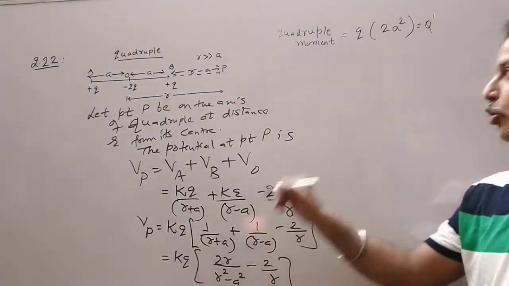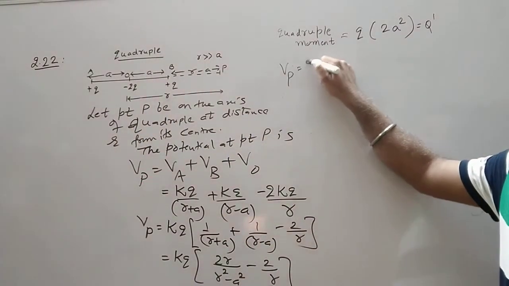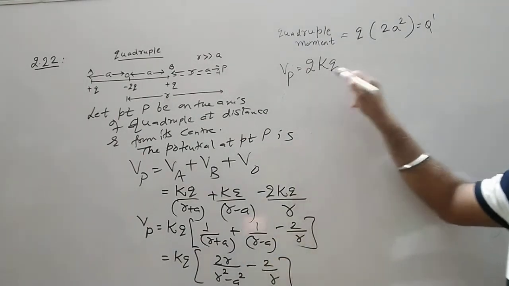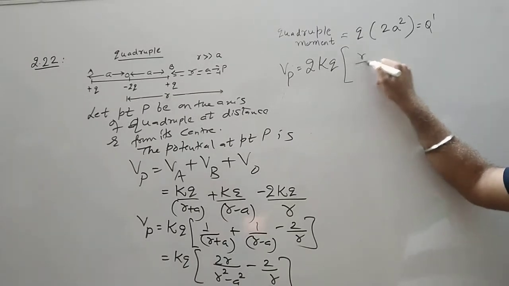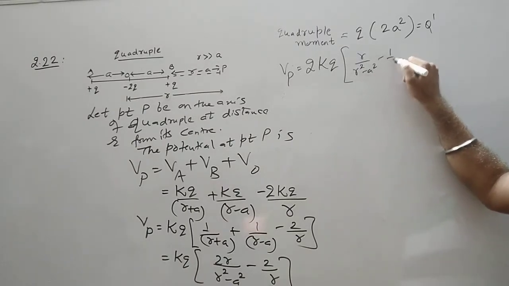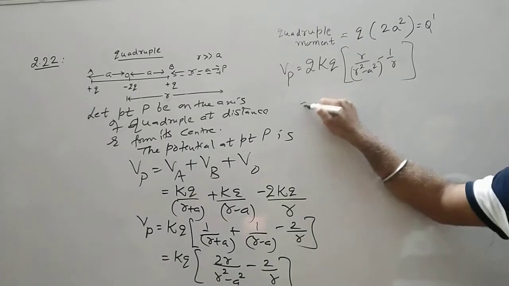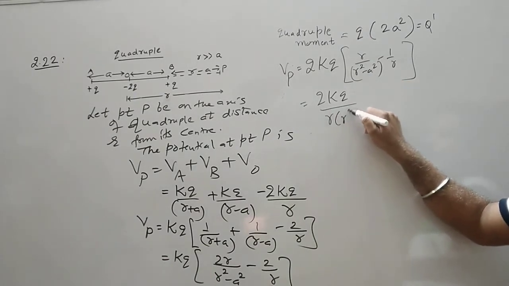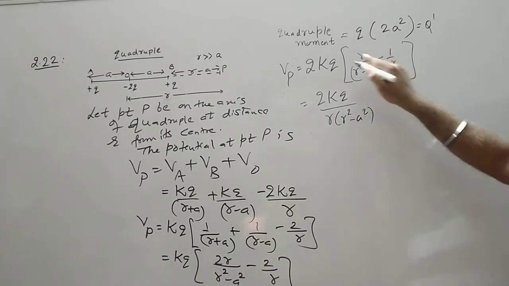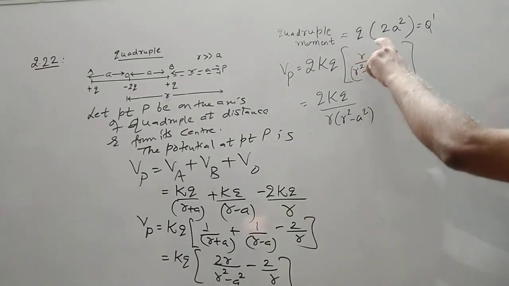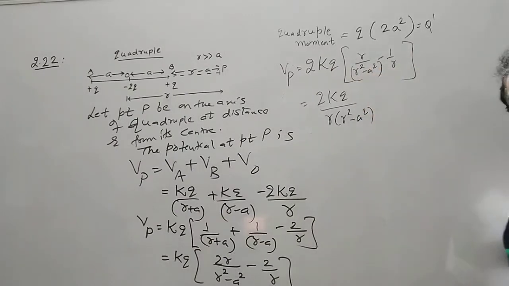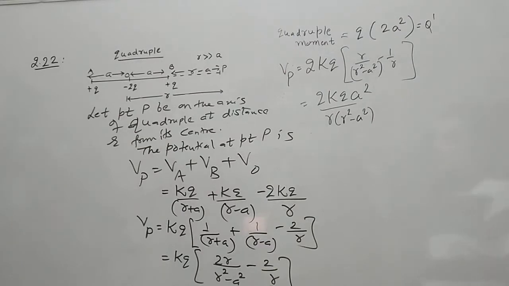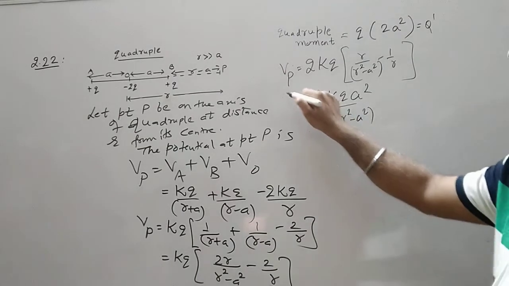Now you have a 2 as a common. So potential at P is equal to 2kq, 2 is taken outside. So you are left with the term r upon r square minus a square minus 1 upon r. So this is equal to 2kq, taking the LCM r square minus a square, and within the bracket it is r square minus of within bracket r square minus a square. So that r square gets cancelled, you are left with a square. So this is an expression for the potential at point P.